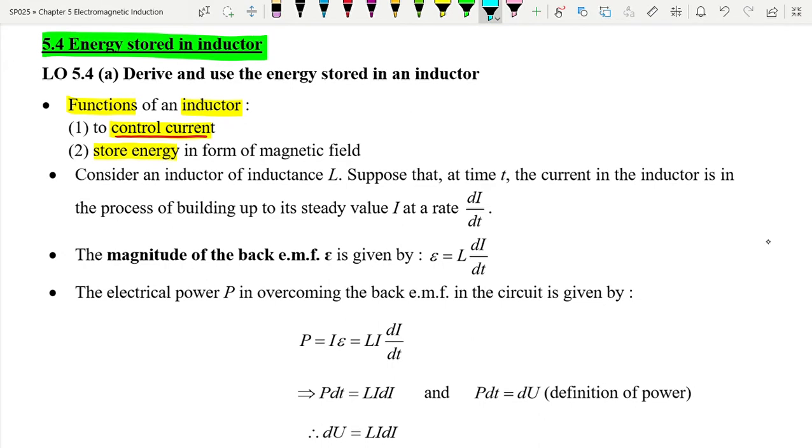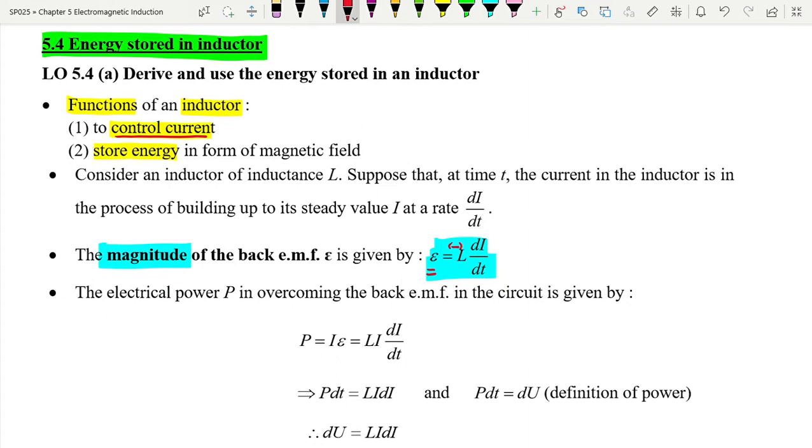So kita ada formula EMF equals L di over dt. Suppose dia ada negative sign dekat sini, tapi sekarang kita discuss tentang magnitude sahaja, jadi kita boleh ignore the negative sign. So kita fokus kepada magnitude of EMF induced. So it's given by self-inductance ataupun inductance punya value darabkan dengan change in current per time.